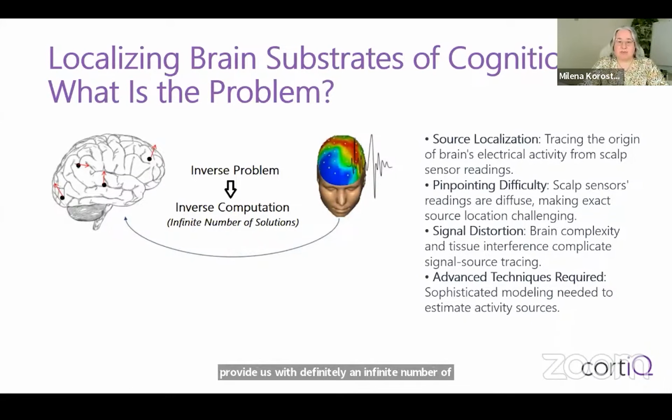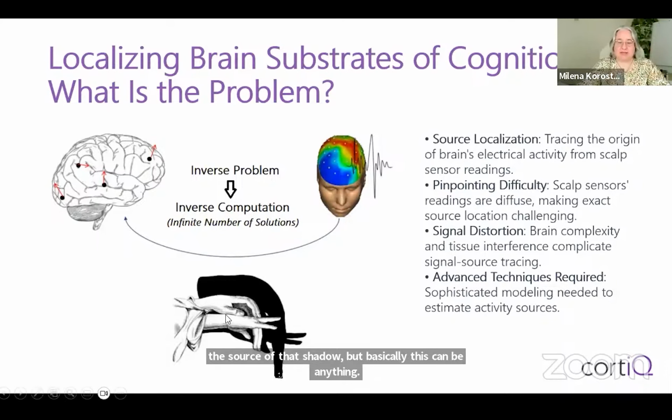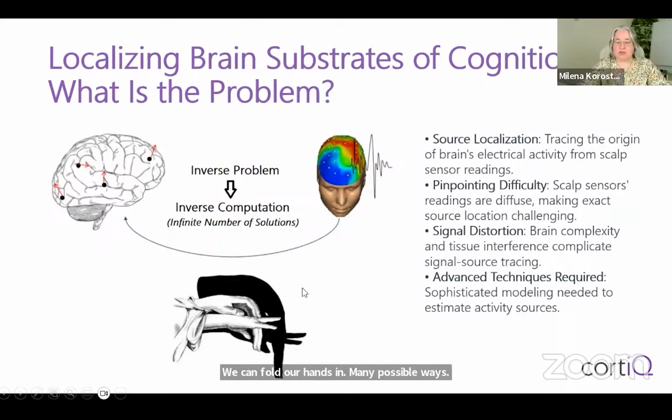And this is especially apparent if we are using EEG, less apparent if we are using MEG, but with EEG we have signal distortion, brain complexity and tissue interference complicates signal source tracing, and we need advanced techniques to do that. So basically, if you see a shadow, we can try to determine what the source of that shadow is, but basically this can be anything. We can fold our hands in many possible ways, and at different distances, to produce the same shadow.